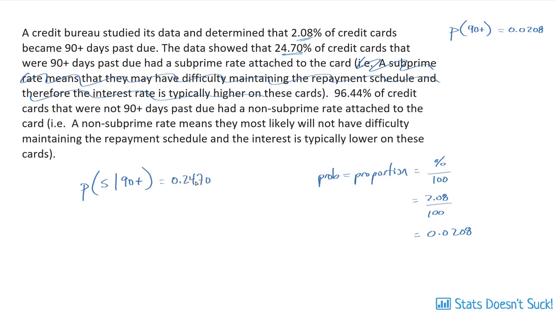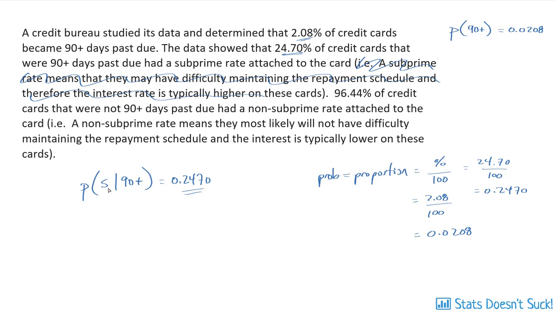0.2470. The way I got this, once again, is I did the percent over 100. So that's 24.70 divided by 100. This gives me 0.2470. Okay, so that explains this part. But how did I decide on this? Well, this is what's called a conditional probability.